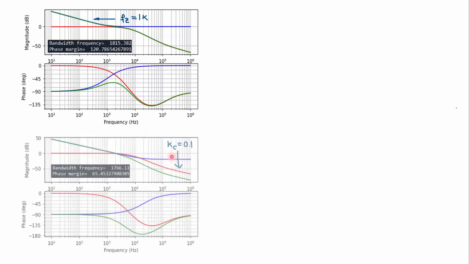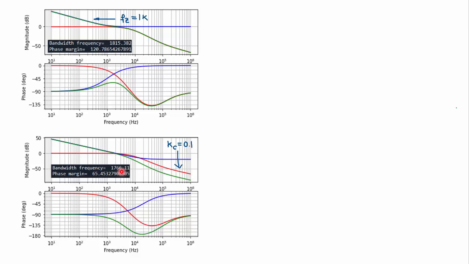The other possibility is to change the gain at high frequencies. If we decrease this gain to this value, for example 0.1, which is equal to minus 20 dBs in this part, again we are making our system in closed loop even slower, because the bandwidth frequency is decreasing. The phase margin increases. In our original design it was 45 degrees, now we have 65 degrees, but the system is slower.